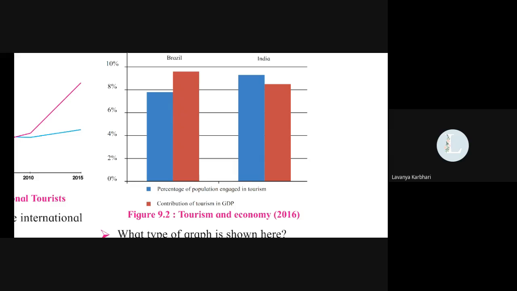You can analyze this like this. Okay, so what type of graph is shown here? It is column. Okay, column.